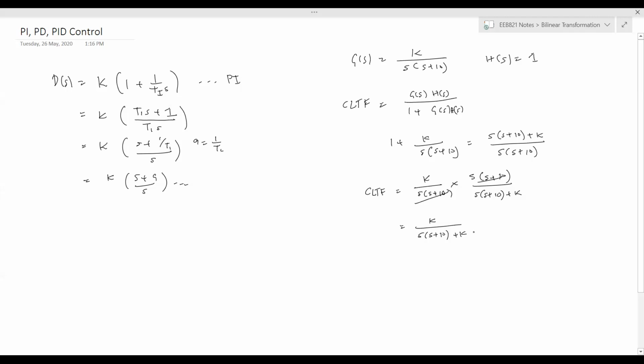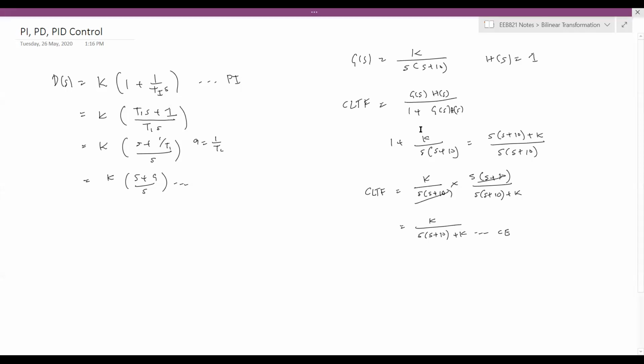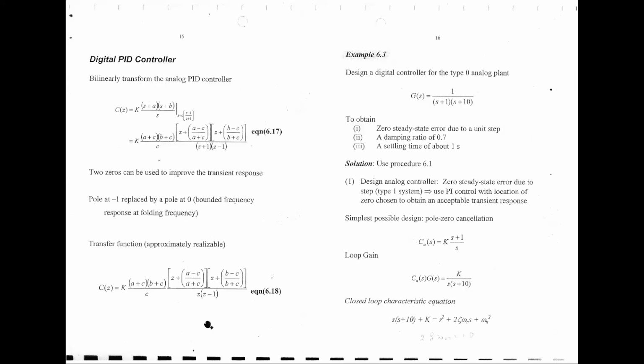So our characteristic equation is s times (s plus 10) plus K. This is a second order equation. If you go back to my notes, you can see the characteristic equation is s times (s plus 10) plus K, and for a second order system, s squared plus 2 zeta omega n s plus omega n squared. Based on the roots of this, we can select appropriate zeta, omega n to obtain the closed loop roots and gain.